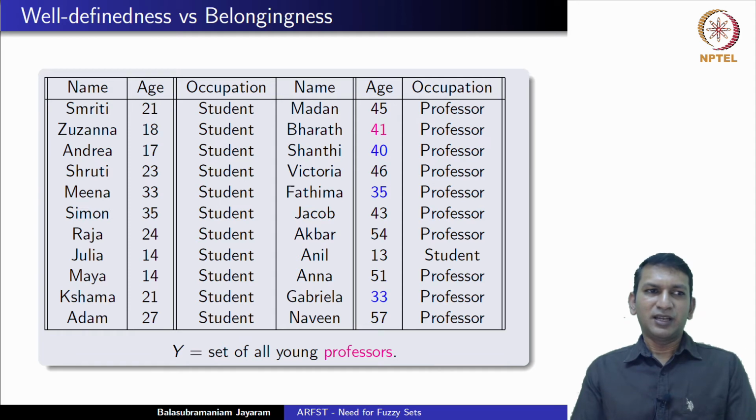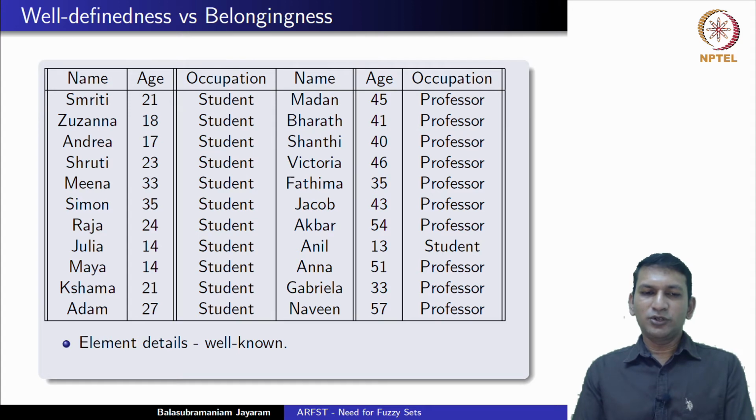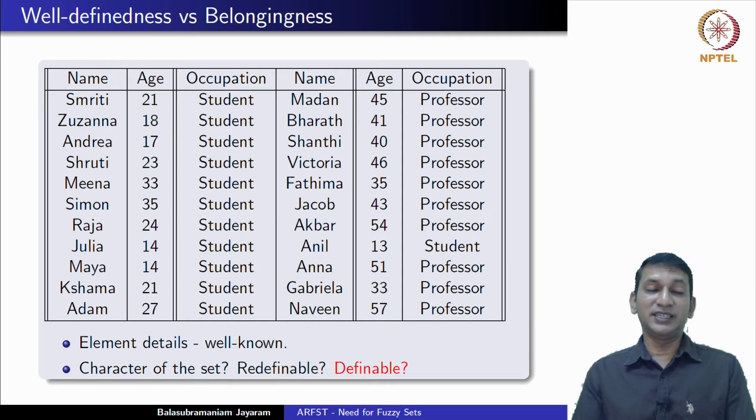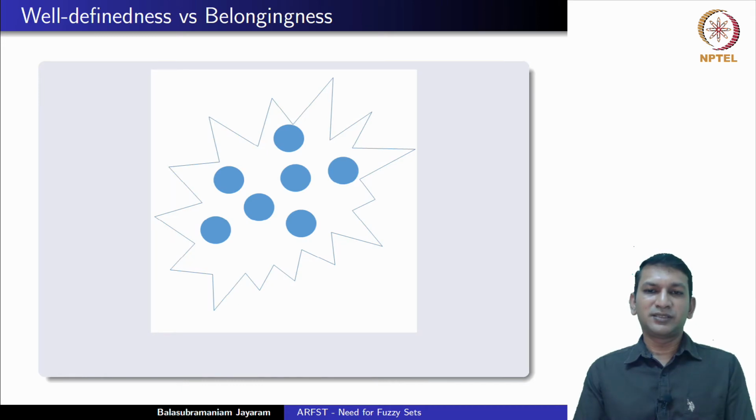You see that to be able to put a threshold, a hard cutoff, and distinguish people is becoming a little unwieldy here. You should also note here that all the details of the elements which are necessary for us are known. However, what we are not able to decide on is who is a young person, who is a young professor, and who is a young student. So it is the character of the set that we are not able to clearly define. Is it redefinable? In fact, the question is, is it definable at all or not? Let's look at this picture.